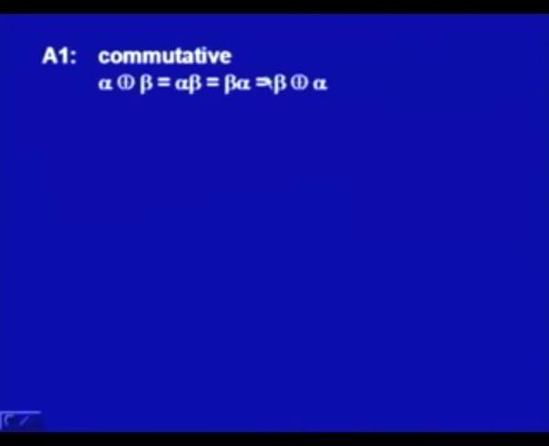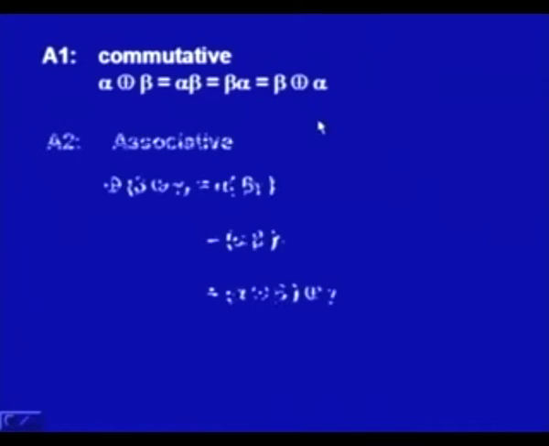Next is the commutative property. Alpha plus beta is equal to alpha beta, which is equal to beta alpha, because these are numbers, they commute, and this is nothing but beta plus alpha. The next property is associative. We will say alpha plus beta plus gamma is equal to alpha beta gamma is equal to alpha beta gamma. These are numbers, so they can be associated and written in this form. So, this becomes the associative property.